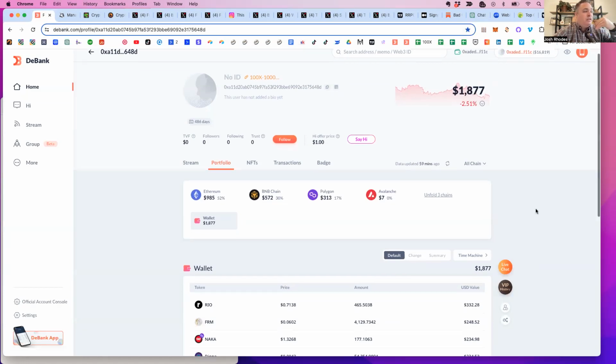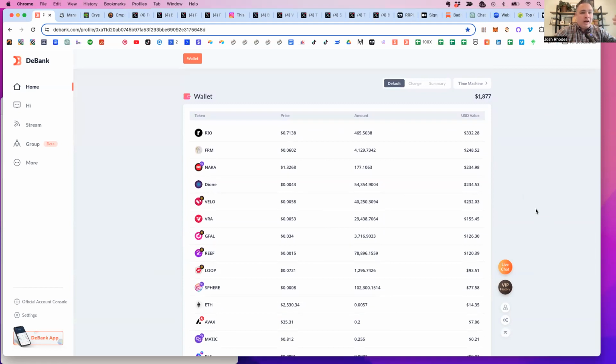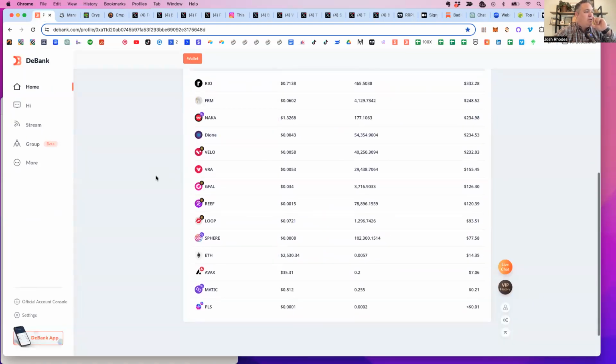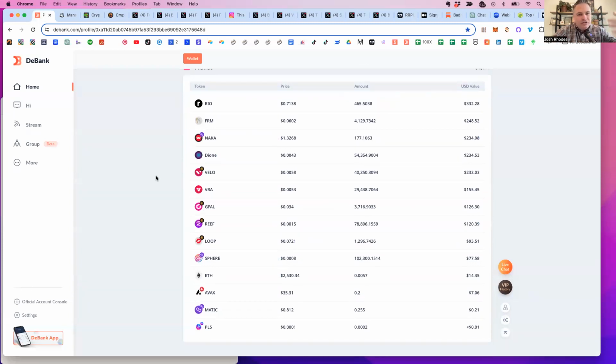So if you would have bought the 10 tokens that we talked about, and I'm going to talk about these more before we finish, at that time all this Tether printing is creating the accretive value in the rest of the ecosystem. And this is just 10. These are just 10 tokens that I've done research on.